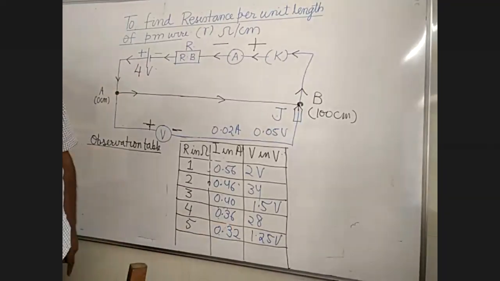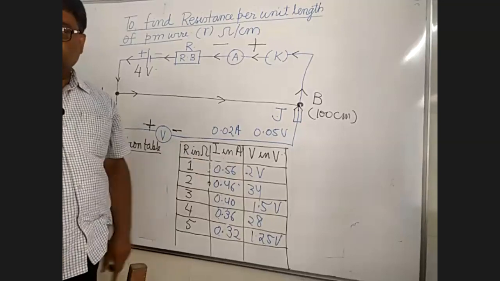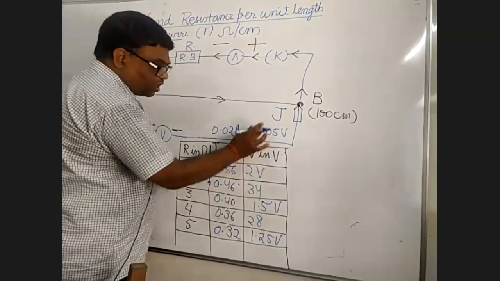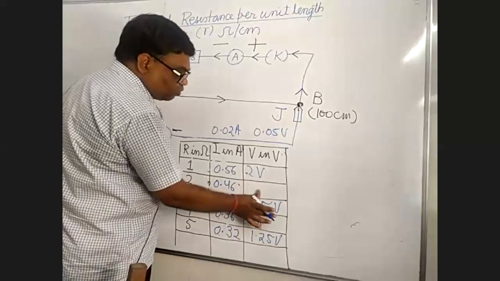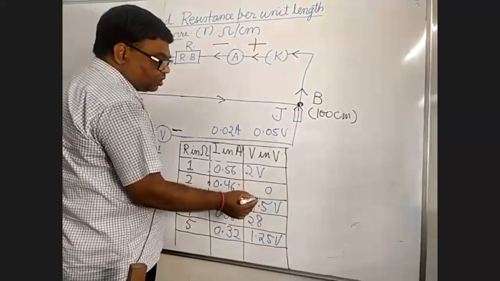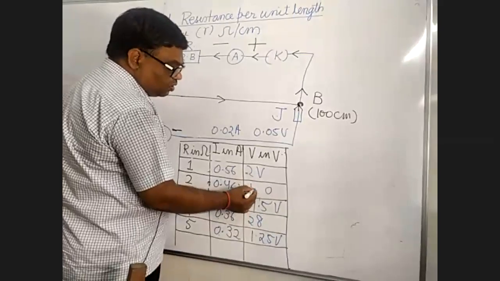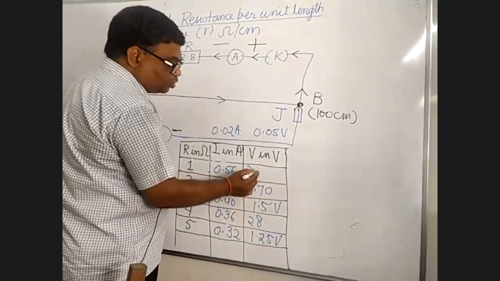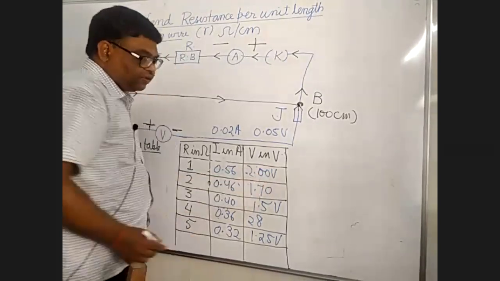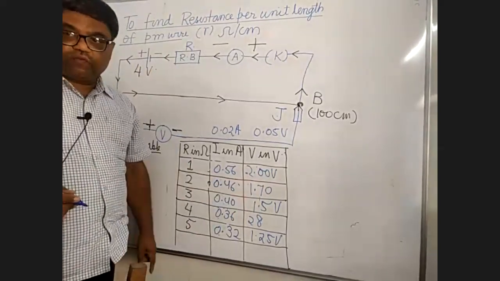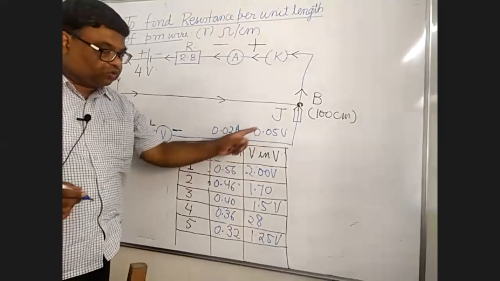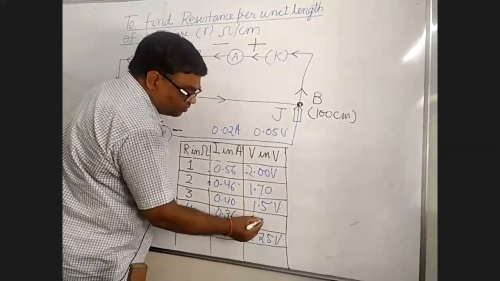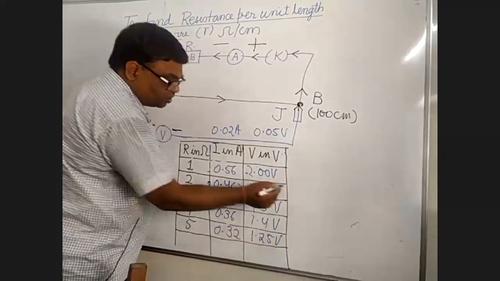It's clear? Now similarly, this is 2 volt, it is already at 2 volt. 34 into 0.05, so it will be equal to what? 5 fours are 20, so 1.70. This is 2.00 volt. This is 1.5 volt. Then 28 into 0.05 is 1.4. And this is 1.25.